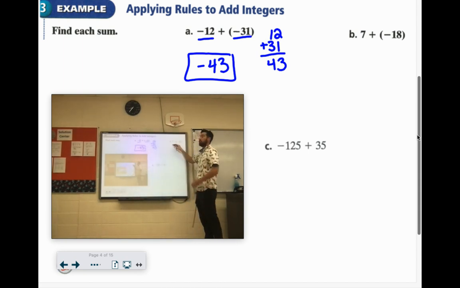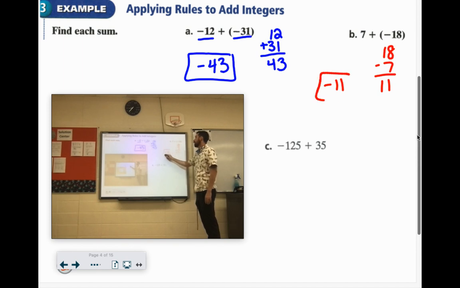All right, now these are different symbols. So this is the one where we just subtract. We're always going to do the big number minus the small number. So in our case, we're ignoring the negatives. So we're going to do 18 minus 7, which is 11. And we're going to keep the sign of the original bigger number. So the bigger number here, 18, was negative. So our final answer will be negative. We'll have negative 11.